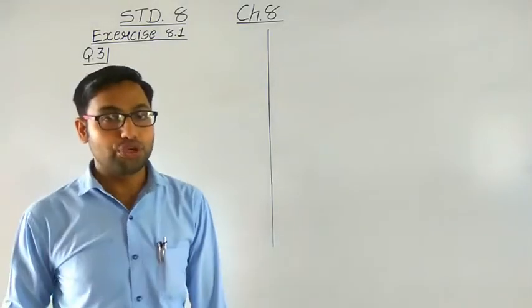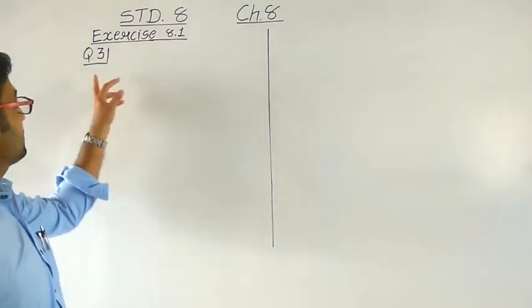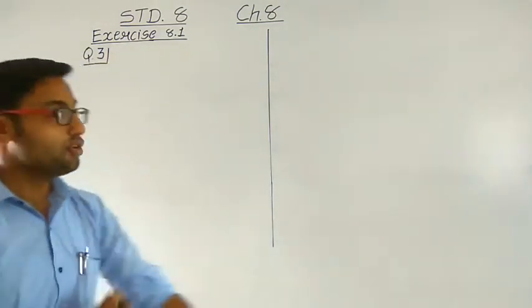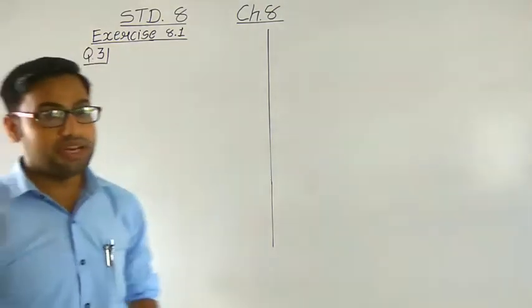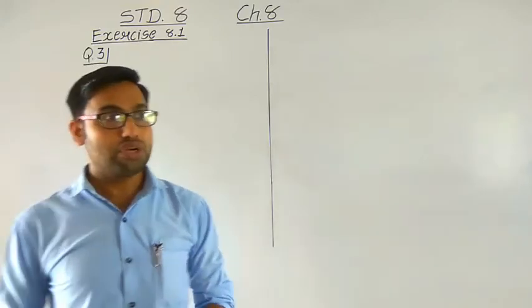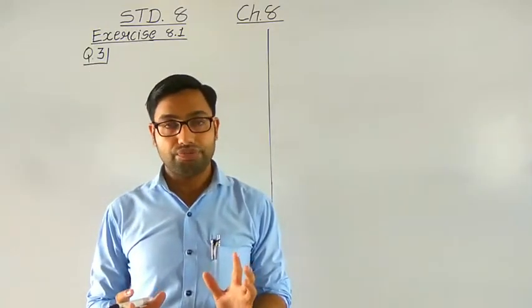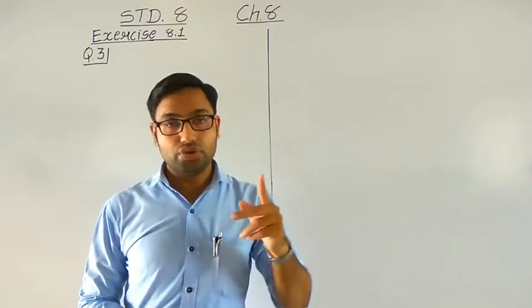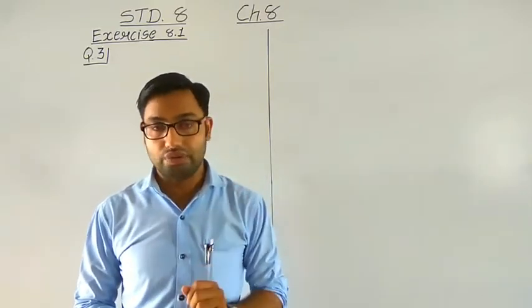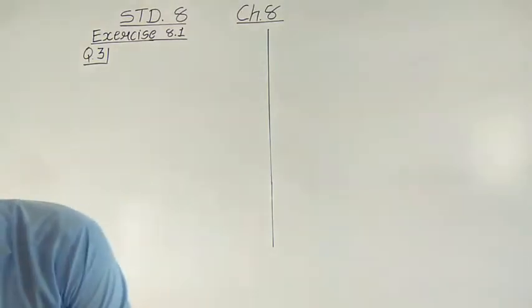Hello students, today we will study question number 3 of exercise 8.1. This is the topic of standard 8, chapter number 8, comparing quantities. In the previous class we studied the basics of comparing quantities. Two ways are there: one is the percentage, the second one is the ratio. So this question is about percentage.